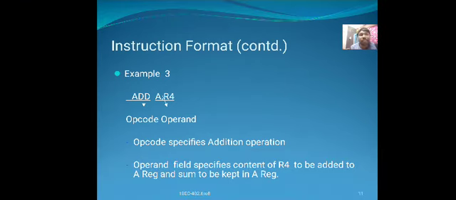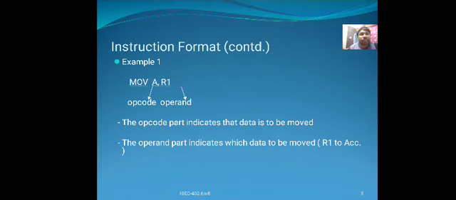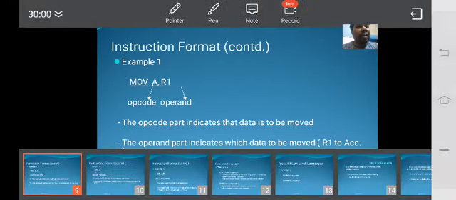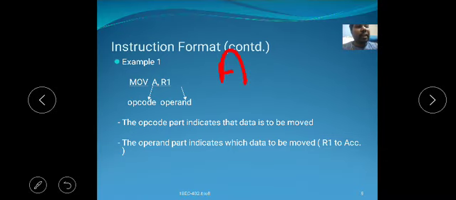In these three examples we can clearly observe that, in the first example, MOV A, R1. In MOV A, R1, A is one register and R1 is another register.